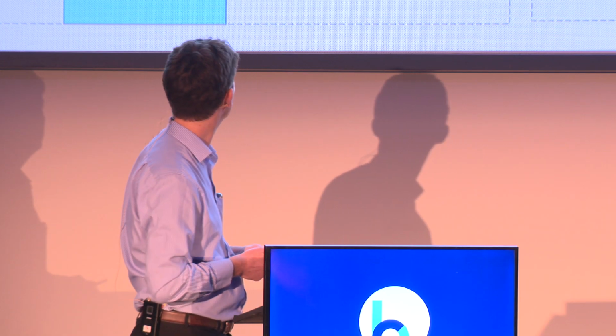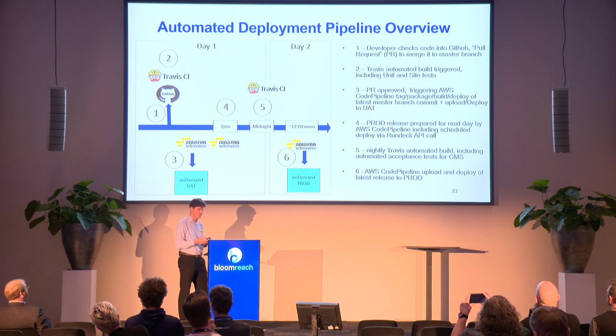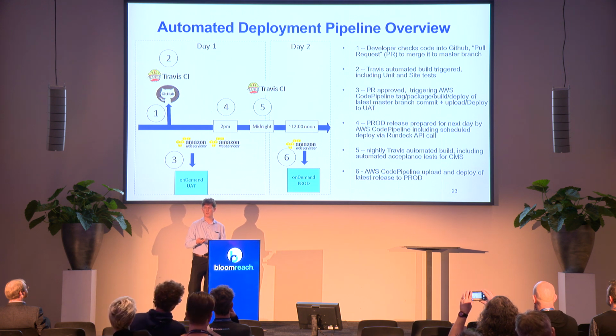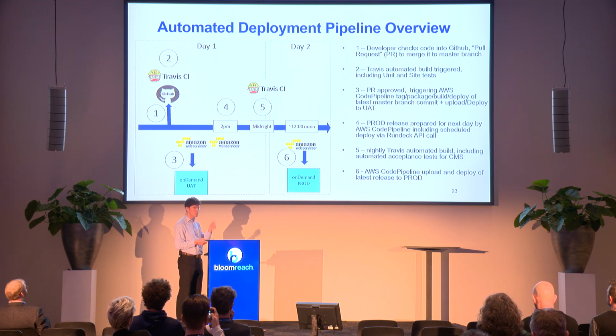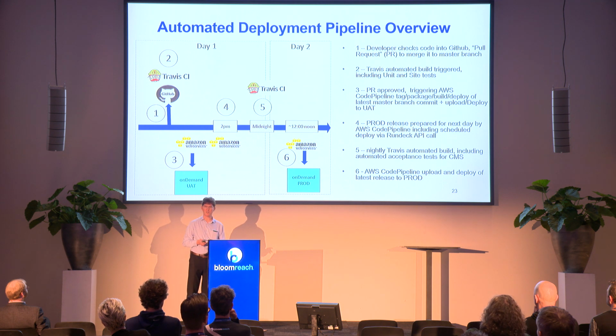Amazon Web Services has a link into GitHub. It triggers a code build in AWS CodePipeline. That ends up with a deployment: the application gets packaged up, tagged, uploaded to on-demand, and deployed into UAT. That's all on day one. At 2 p.m., a message goes out on Slack to say, here's what's going to be deployed tomorrow. At midnight, we have a nightly Travis automated build that's flaky due to the automated acceptance tests.